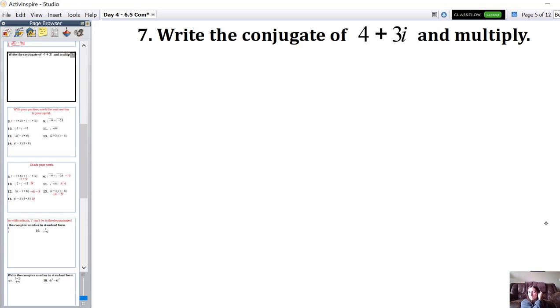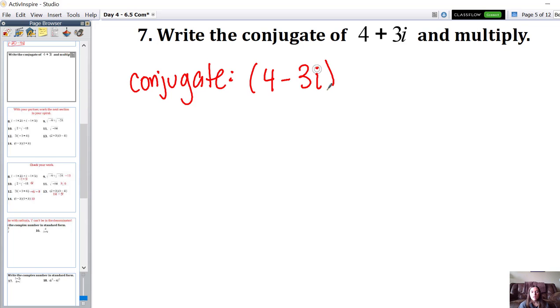Now we need to write the conjugate of this complex number and then multiply them together. Just like with radicals, for our conjugate, we are going to just switch that middle sign, just the sign for the second term, keeping the first term the exact same. So our conjugate is 4 minus 3i, and now we need to multiply them together.